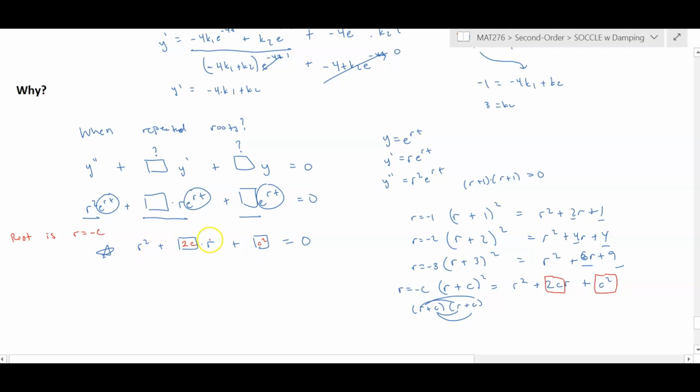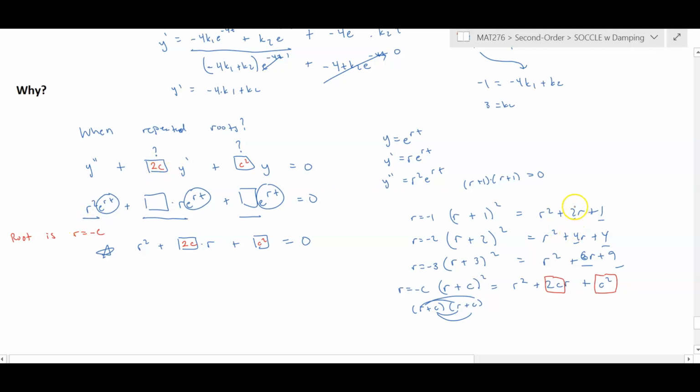Okay, with that said, well, now we know what our differential equation would look like in the case that we get a repeated root in general. So this would be a 2c, and this would be a c squared. Where, you know, if we found out that if we cut this number in half and squared it and got this number, then that immediately would tell us that our root is the opposite of that number.